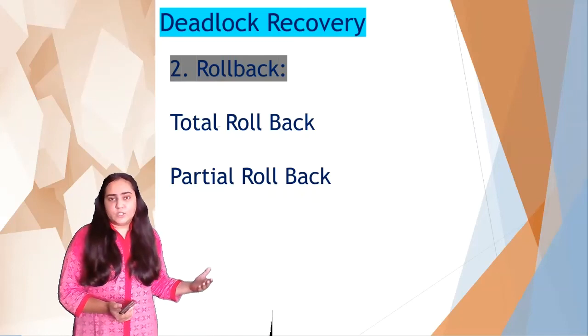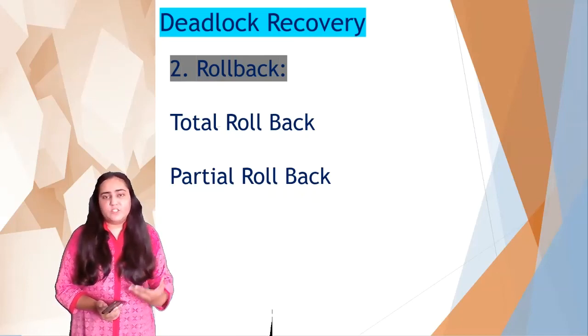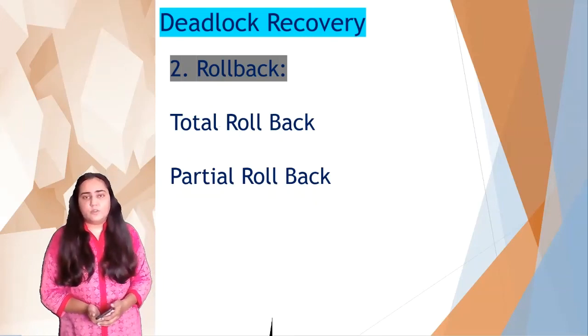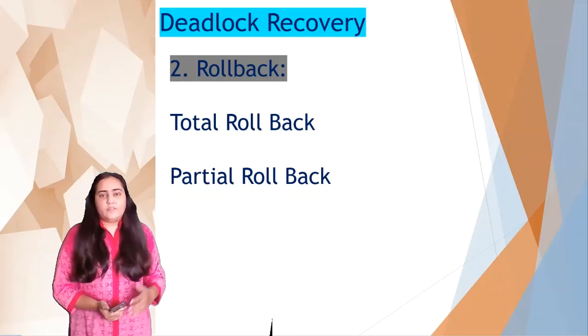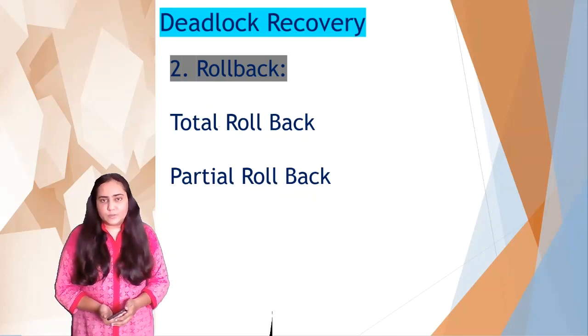And your transaction will not have to do everything again. It will have to do only some of its tasks again. So these are the two types of rollbacks that you can do. And this is how deadlocks are handled or resolved in the system in database management systems.